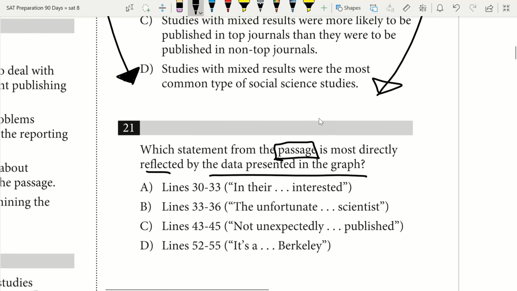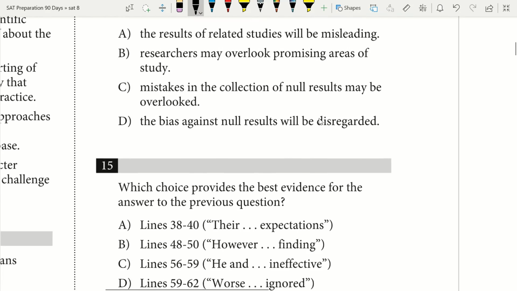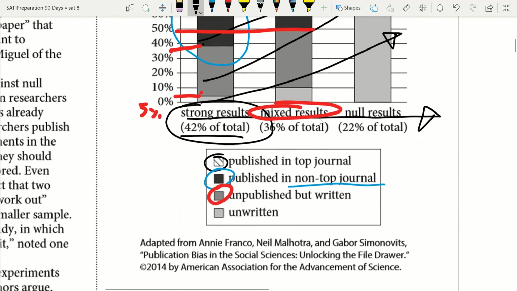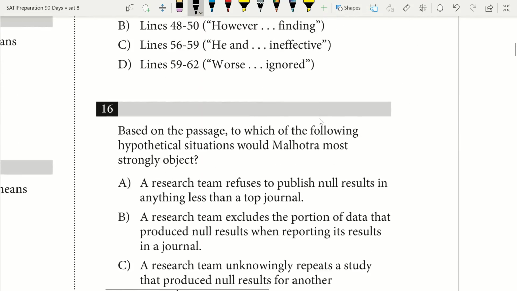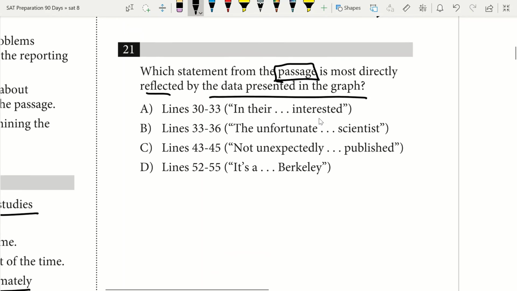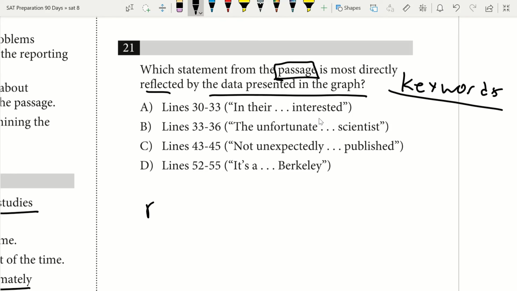Okay, so we're asked which statement from the passage is directly reflected by the data presented in the graph. One thing I want to note on these types of questions: if we take a look at our graph, the data represented is all about publishing and being written. If you watched my video where I talked about finding evidence and finding lines, I talk about the use of keywords to figure out where to start. In this case, our graph supplies our keywords. Our graph is talking about the likelihood of things being published, as well as the likelihood of things being written. So those are the keywords I'd look for in my lines to know where to start if I didn't already know which lines there are.